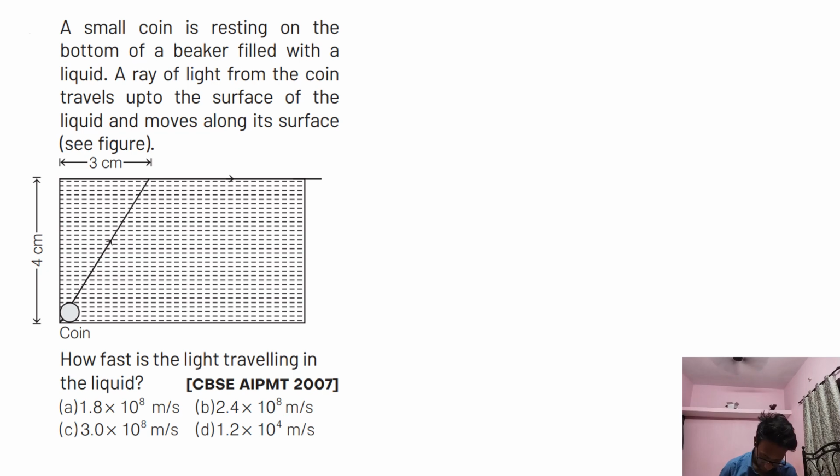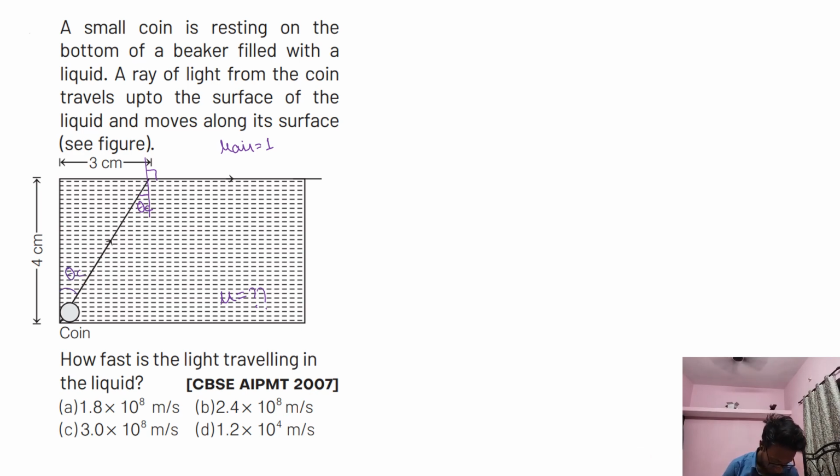So if I draw the normal out here, this is 90 degrees, and this mu is how much? I have to find it out. I have to find out the mu of the liquid. Mu of air is given as 1. So can I apply Snell's law out here? If I apply Snell's law, this is nothing but the critical angle, theta c. And this angle can be found out using this triangle. This angle is equal to theta c.